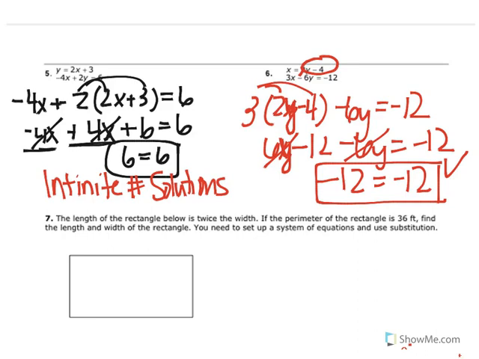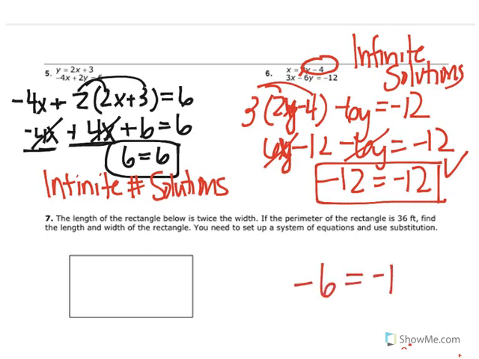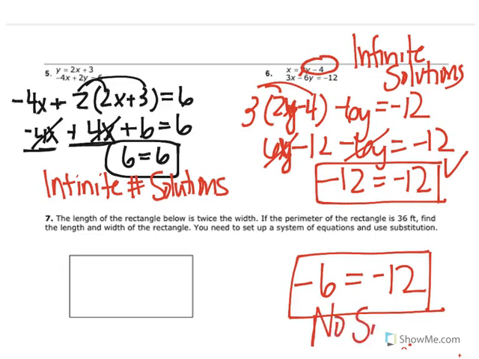Actually, it came out the same. When you have -12 equals -12, that's going to be infinite solutions. Now, I was hoping there would be an example on this paper where when we figured it out, we ended up with something like -6 equals -12. If your variables go away and you end up with two things that don't match, that means no solutions. So hopefully we'll get one like that sometime soon.